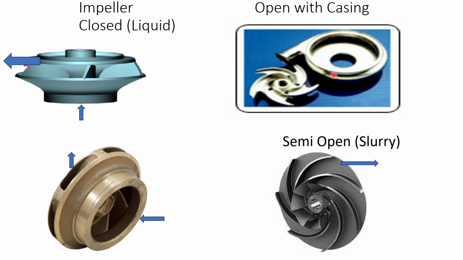On the top right, we are able to see a fully open impeller with the casing. A fully open impeller is used basically for very high viscous liquids up to 90% solid.